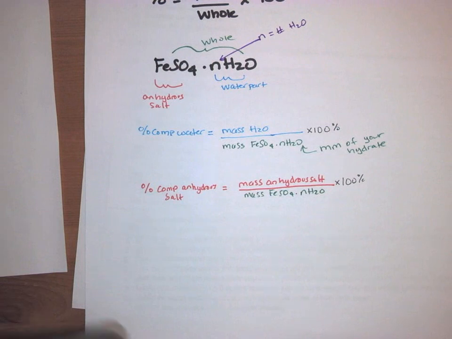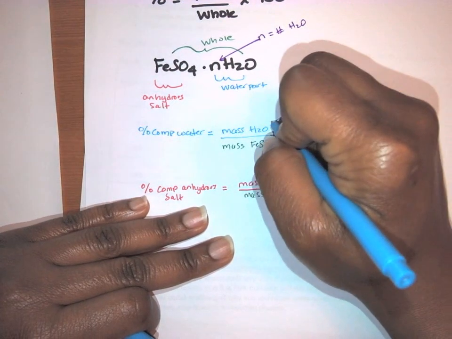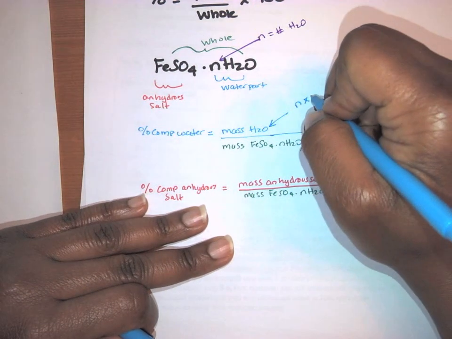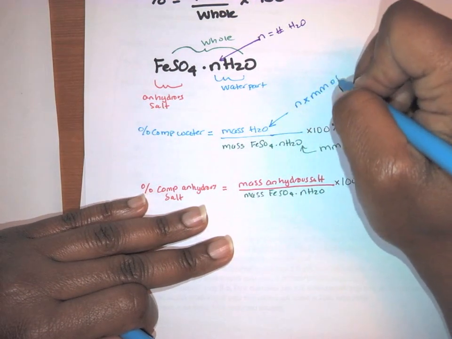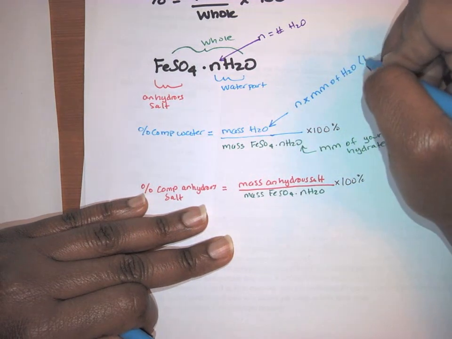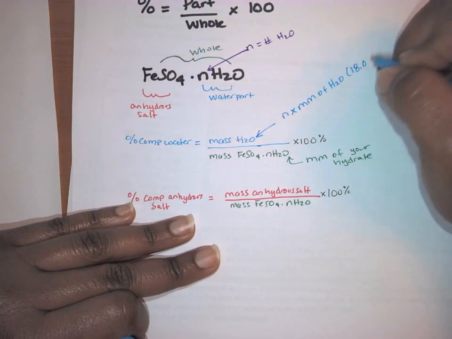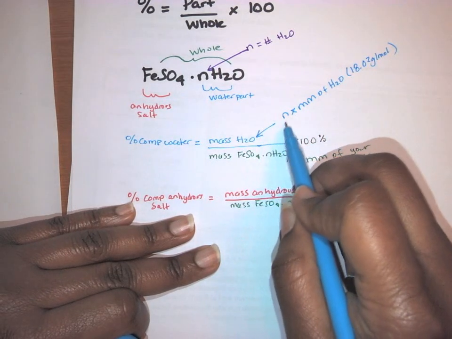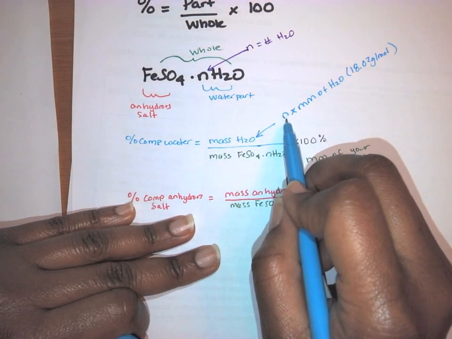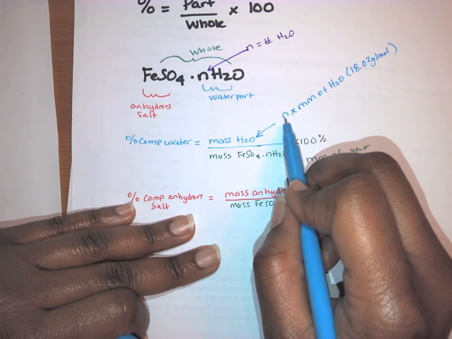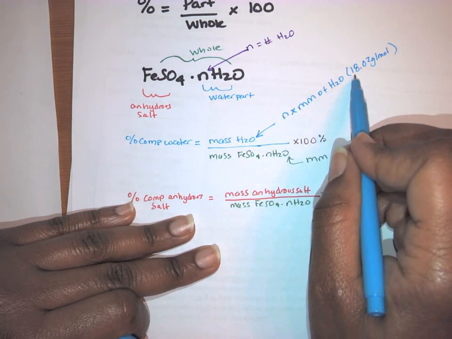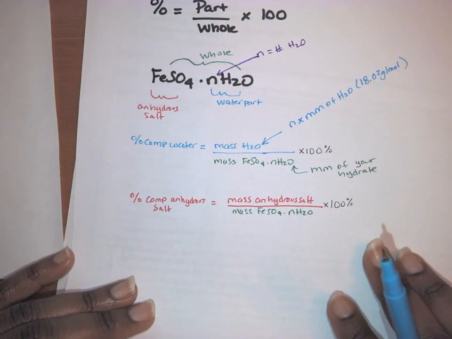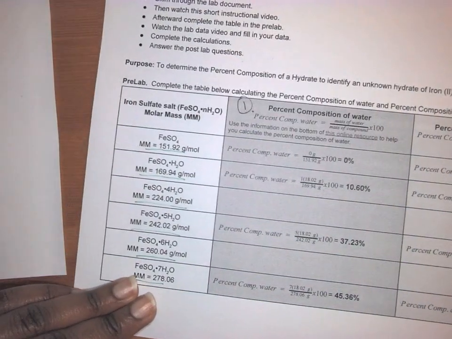And the way that you calculate it, it's going to be the number of waters, so the N, times the molar mass of water, which is 18.02 grams per mole. So this is where we get that number from. Whatever the number is in front of water, so it's 1, 5, 4, 6, 7, you multiply that number by the molar mass of water, which is 18.02 grams. Then you would divide these two numbers and multiply by 100. So that's how we filled out this first column here.